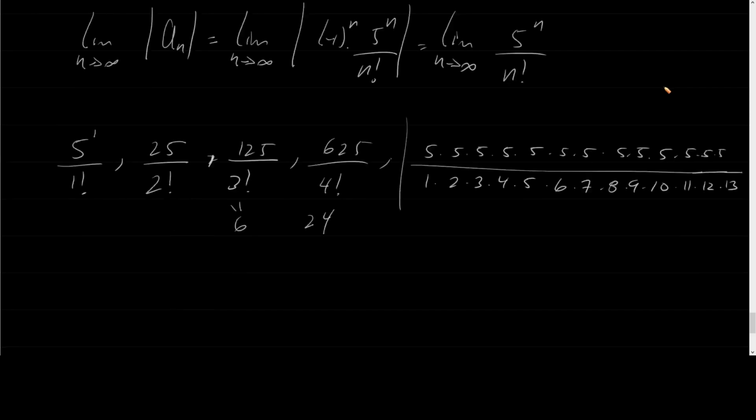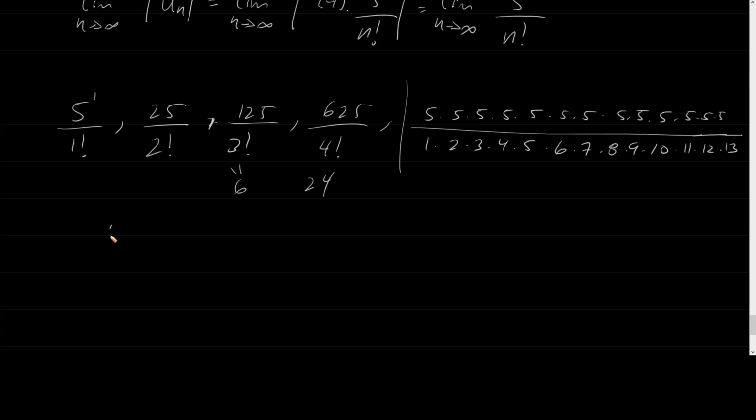So let's see. What we're going to get now is that the limit as n goes to infinity of 5 to the n over n factorial, that's going to go to 0. All right? That's going to 0. And again, it's because on top, we just keep multiplying by 5. But on bottom, we're multiplying by bigger numbers at every point, right? As n goes to infinity, right? N is going to infinity.